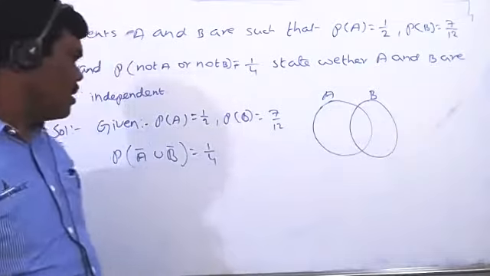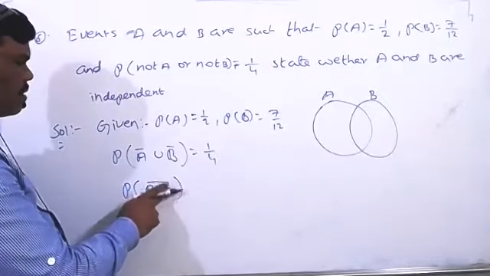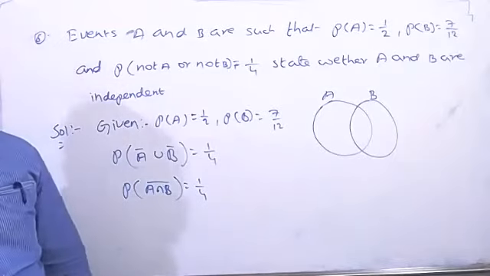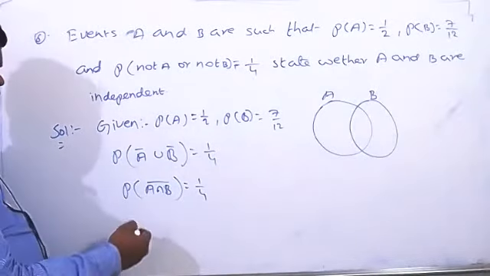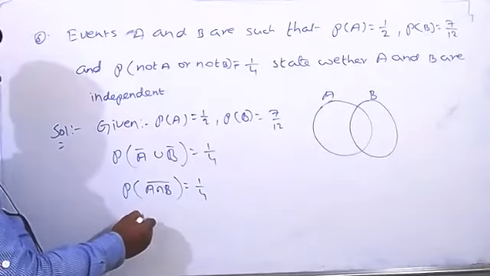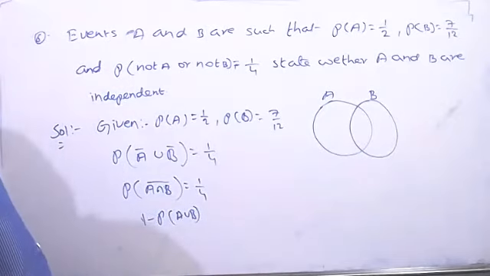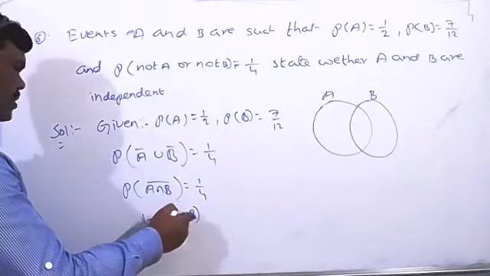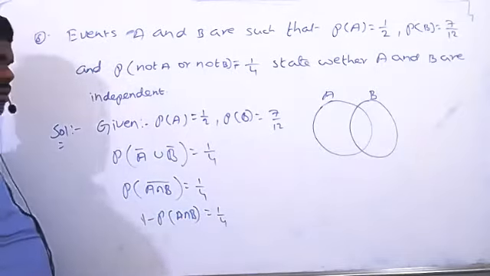Nothing is there. That same thing can be written as A intersection B bar also, because we are removing completely. How to write this condition now? We have formulas. The probability of A intersection B bar is equal to 1 minus the probability of A union B. Sorry, that is we are subtracting only. 1 minus probability of A intersection B equal to 1 by 4. Now based on this condition you can find.